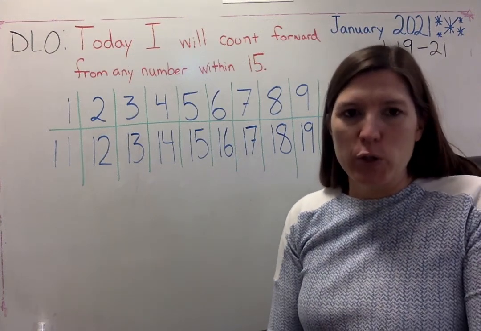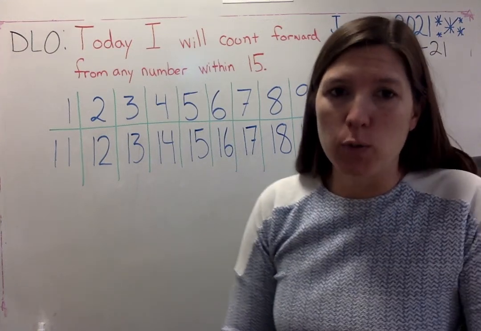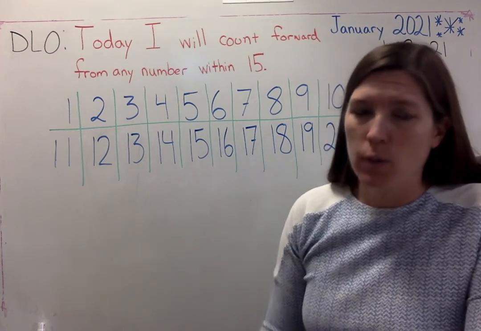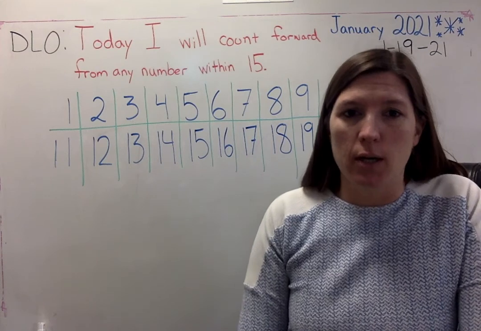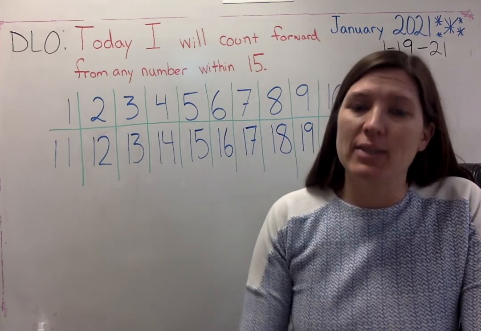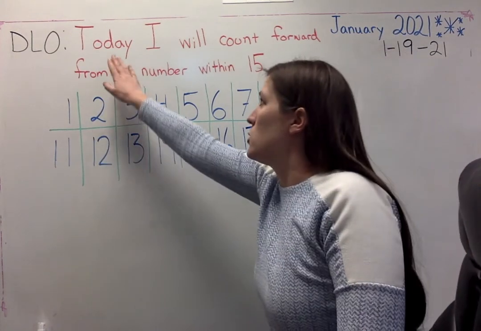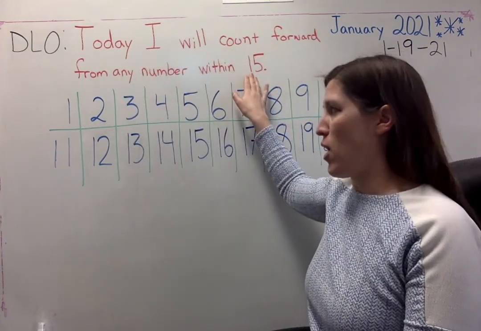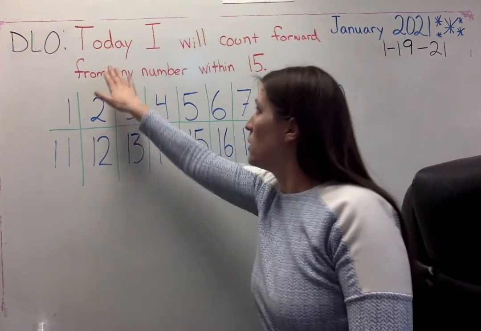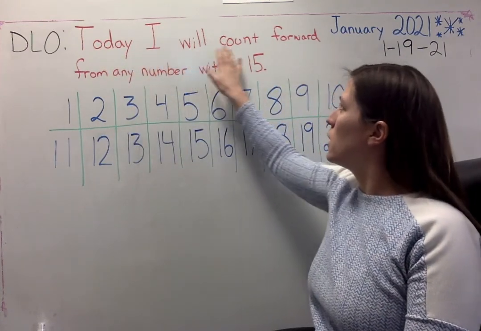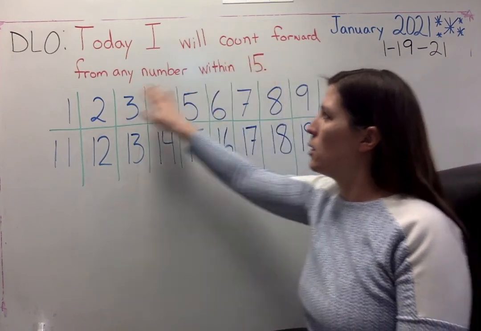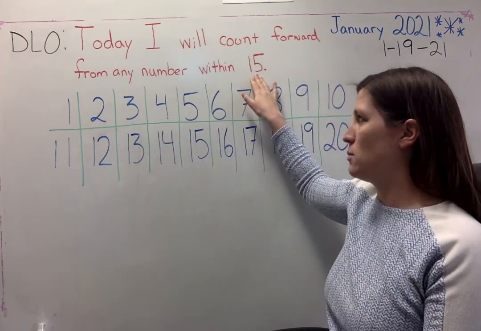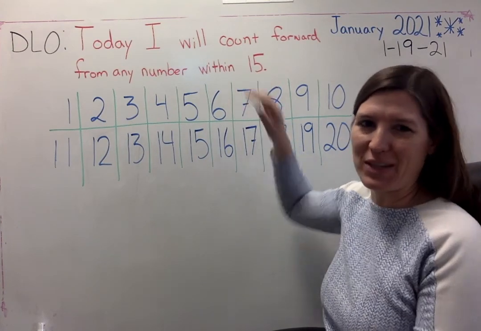In math today, we're going to be practicing our teen numbers and counting forward from a number within 15. So let's go over our DLO. We'll look at our number chart, a chart that you have at home, and then we're going to practice counting forward. Today I will count forward from any number within 5. Now it's your turn. Today I will count forward from any number within 15. Before I said 5, it's 15.